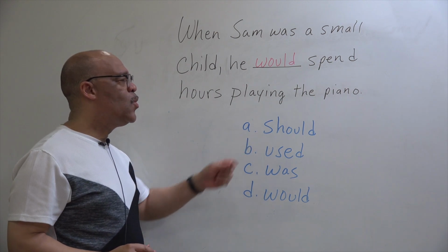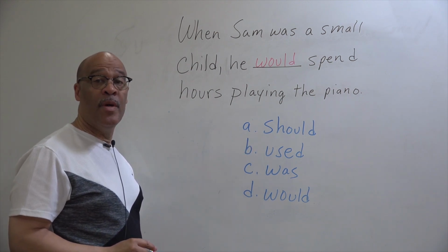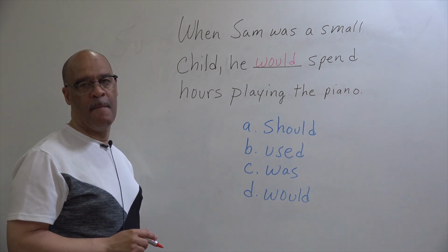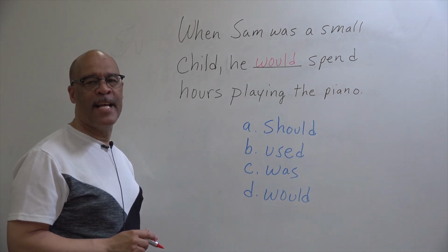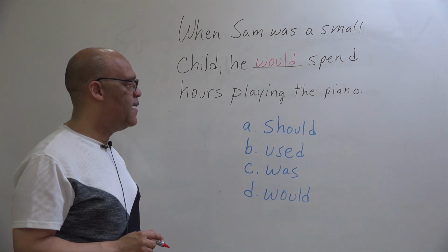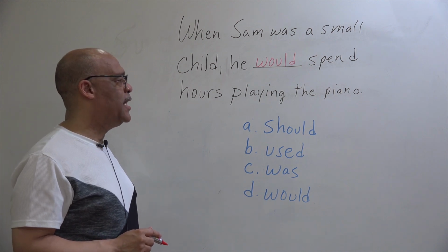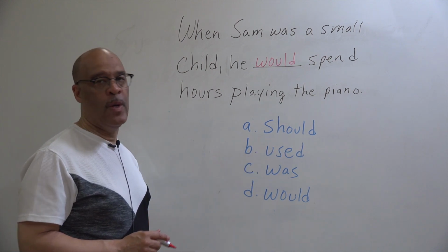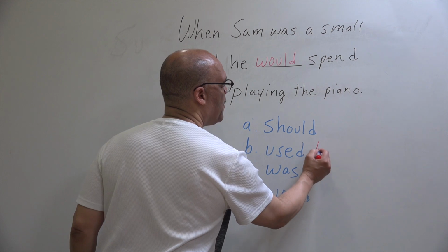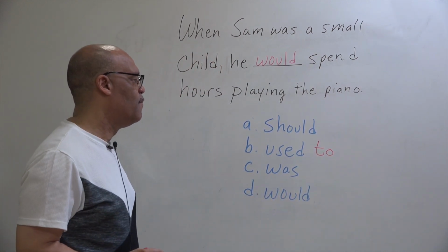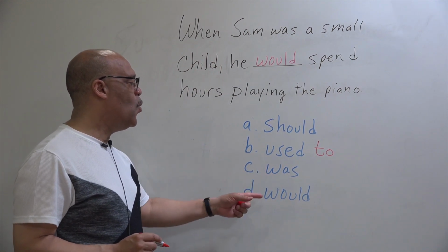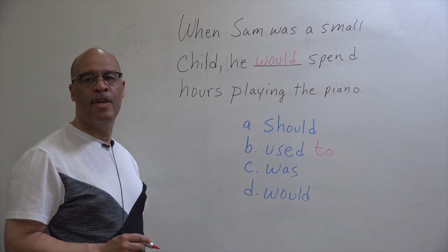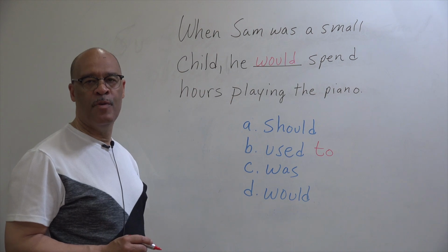If we were going to use the word should, we would have said he should have spent. We would use the past participle spent hours playing the piano. Used would be used to. We would add the preposition used to. Was would be inappropriate. Would spend is the best term to use in this case.